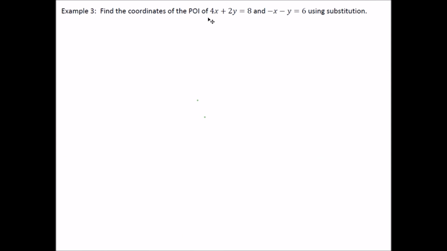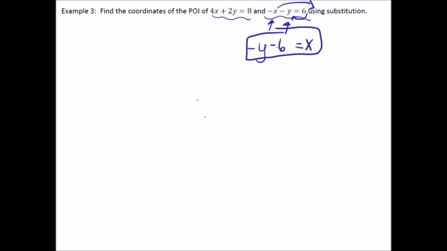So for this one, I notice immediately that the x just has a negative on it and the y just has a negative on it as well. So I can isolate for either of these very easily. Okay, so let's bring that x over so we have x equals something. We're going to leave the negative y on the left-hand side, and we're going to bring over that 6, which is negative 6. Okay, so this is what x equals.